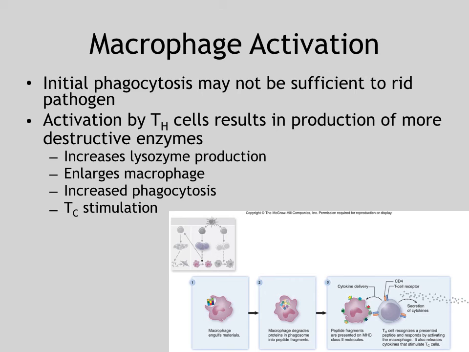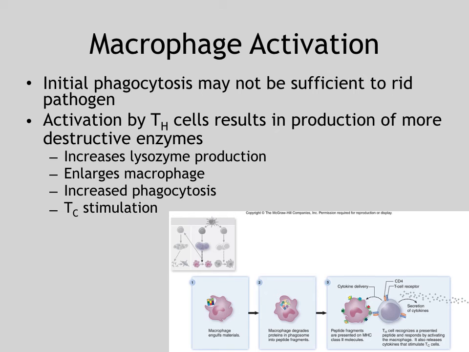Macrophages. Now, initially, phagocytosis is not usually enough to get rid of a particular pathogen. Think about bacteria growing in population, right? There's millions and millions of them. But if we increase the phagocytic activity or the ability to carry out phagocytosis, make the cell more effective or make the cell better at it, then phagocytosis can become a major component of fighting a pathogen.